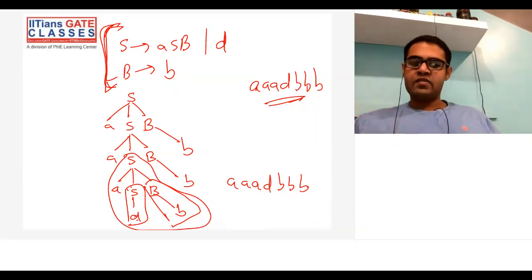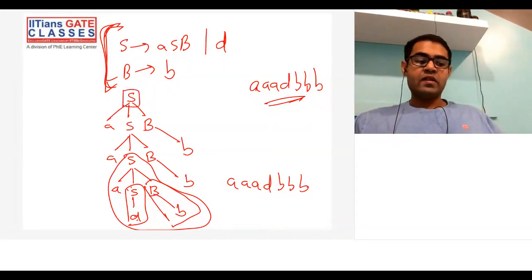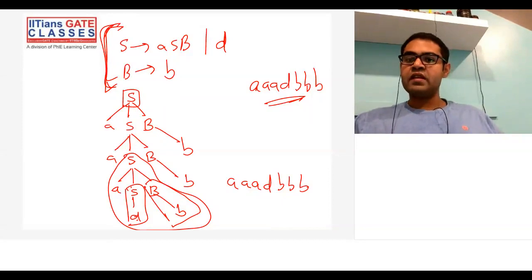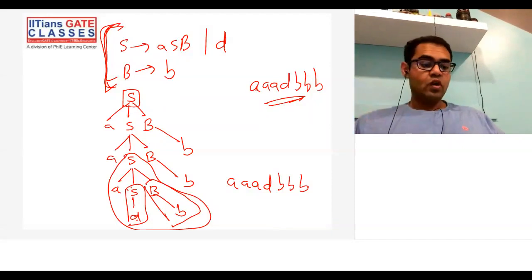Whenever you have a parse tree, the number of non-terminals, or you can say the number of non-leaf nodes, that means the internal nodes, will be equal to the number of reductions. That is the shortcut you can apply. The number of non-leaf nodes will be equal to the number of reductions. So what you can do is simply count the number of non-leaf nodes.